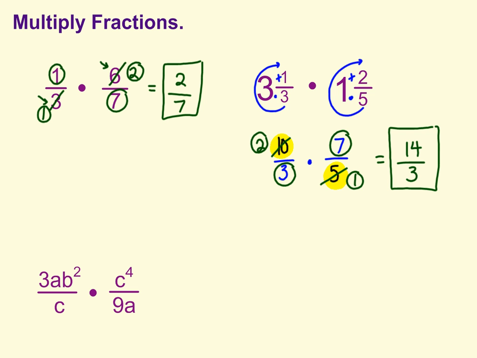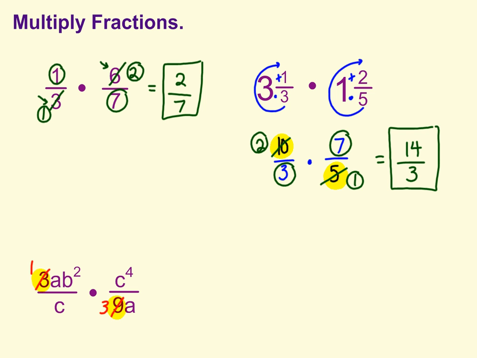Alright, so this next example we could approach two ways. If we want to stick with our reducing, you could go ahead and see if you have any numbers that reduce before we take care of all the variables. And I do notice we have a 3 up here and a 9 down here. So maybe we could go ahead, divide those both by 3. 3 divided by 3 is 1. 9 divided by 3 is 3. So we just reduced the numbers.